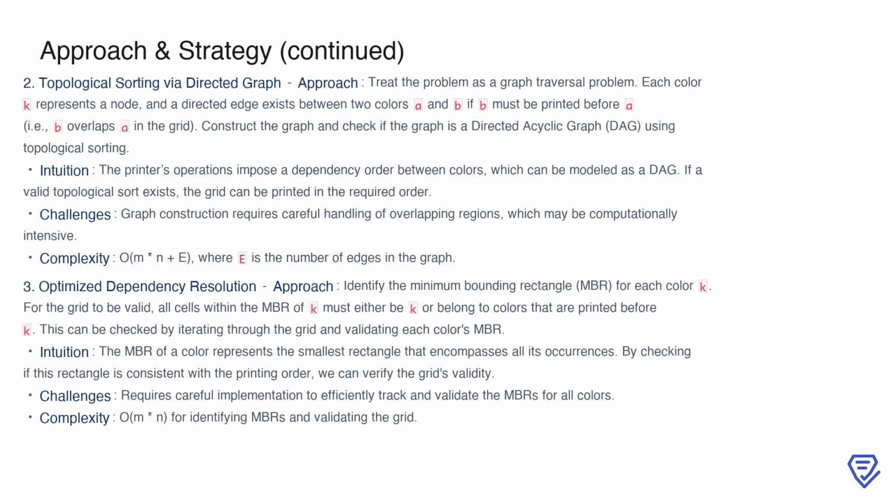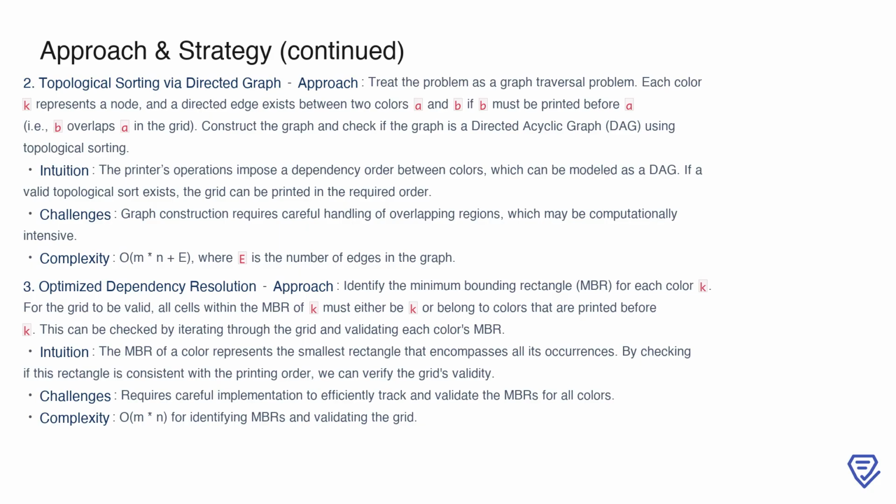Now, let's explore a more structured approach, topological sorting via a directed graph. In this method, each color K is treated as a node, and we create a directed edge between two colors, say A and B, if color B must be printed before A. This dependency arises when B overlaps A in the grid. Once the graph is constructed, we check if it forms a directed acyclic graph, or DAG, using topological sorting.